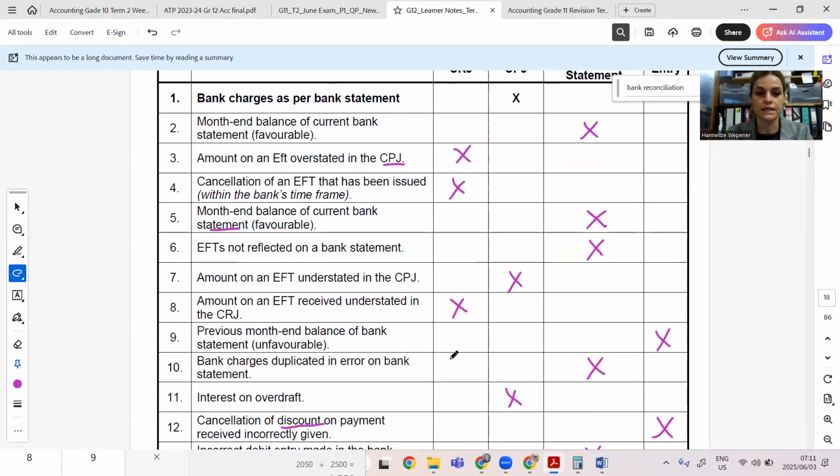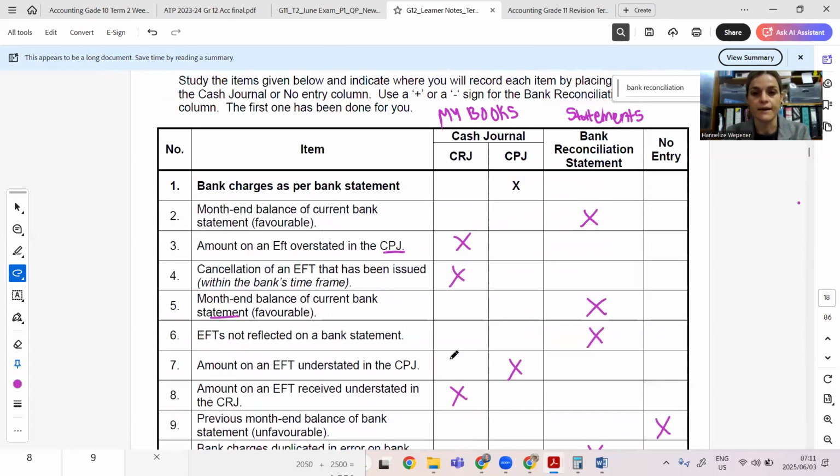So that's just a quick and easy guide: when do I go to my own books? So when do I adjust my bank account balance versus when do I have to show it on my bank reconciliation statement because something went wrong with the bank statement or something is just not on my bank statement yet.